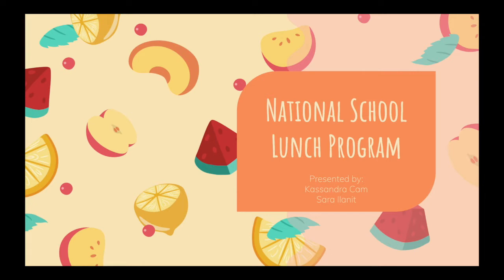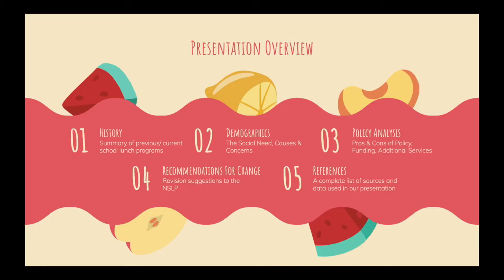Today we're going to be talking about the National School Lunch Program policy. First off, in our presentation, we'll be talking about the history. We're going to be going over some summary of the previous and current school lunch programs. Then we're going to be moving on to the demographics, the social need, and causes and concerns. Next, we're going to be doing the policy analysis, talking about pros and cons of the policy, funding, and additional services. Moving on to recommendations for change, talking about revisions and suggestions to the NSLP, and last but not least, our references that we used to conduct information for this presentation.